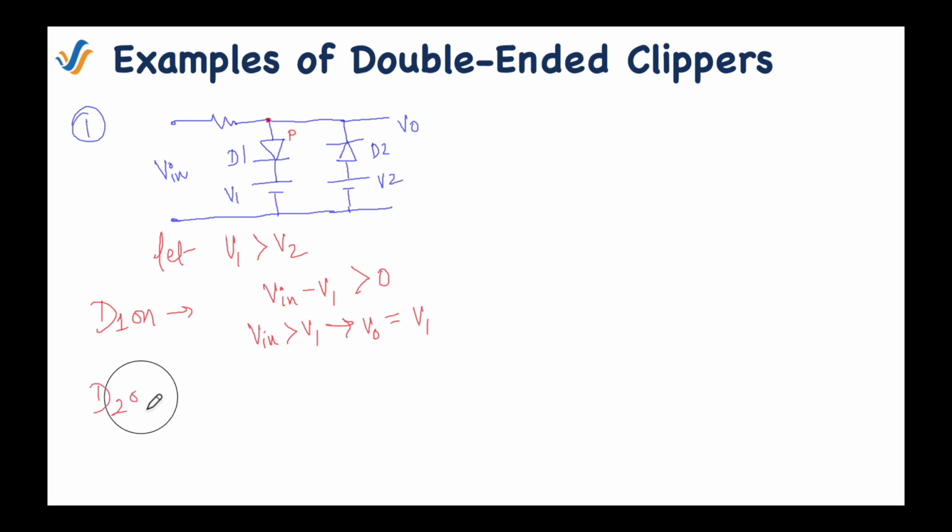Similarly, the D2 diode will be on when V input minus V2 is negative. See, the negative terminal of the diode is connected to the node. If V in is less than V2, then D2 will be on and the output voltage will be constant at V2. So let's draw the output waveform for the double-ended clipper.